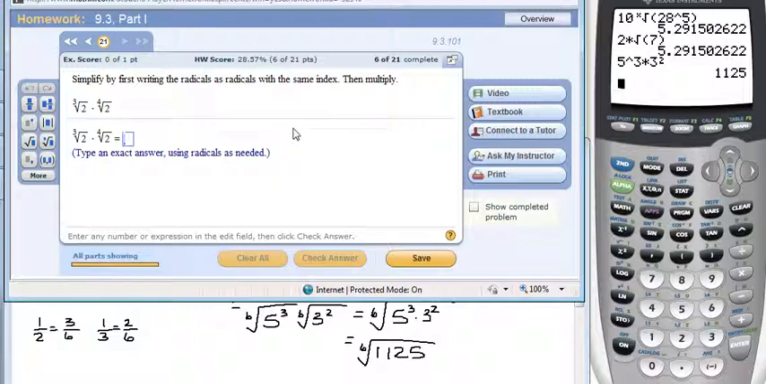So that's 9.3 part 1. We'll get to 9.3 part 2. It's a nice break. We're going to look at the Pythagorean theorem and the distance formula and some application problems, and then we'll switch to 9.4. So I'll see you then.